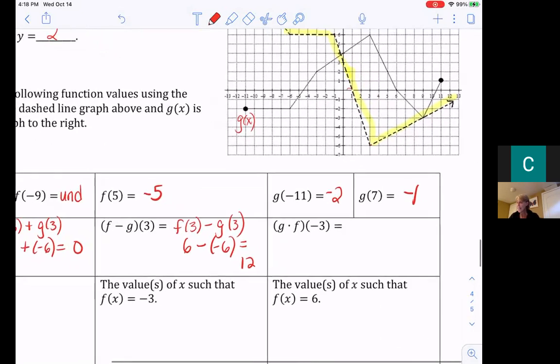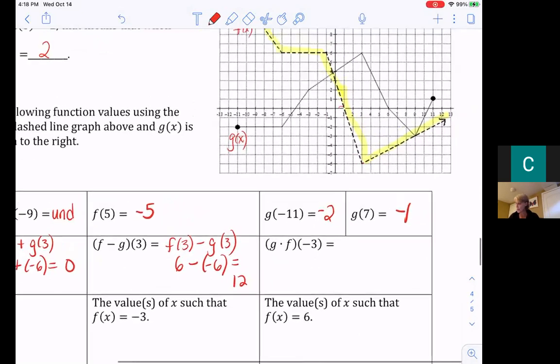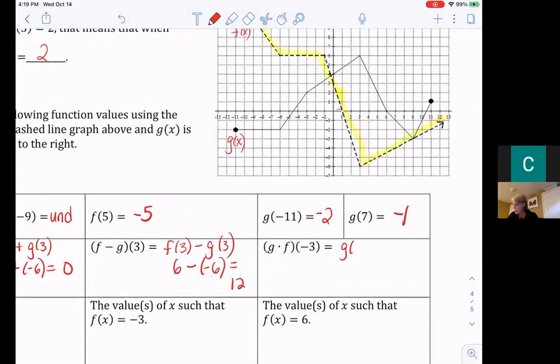G times f of negative 3. So I want G of negative 3 times f of negative 3. G of negative 3 is 2. F of negative 3 is 6. So our overall answer is 12.